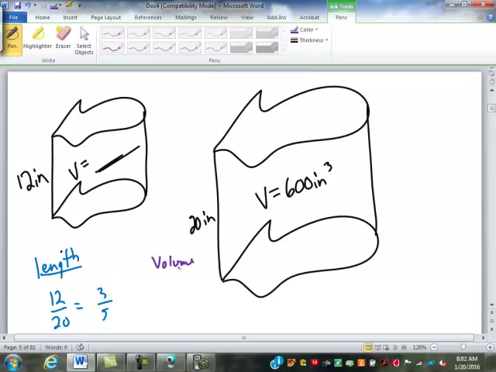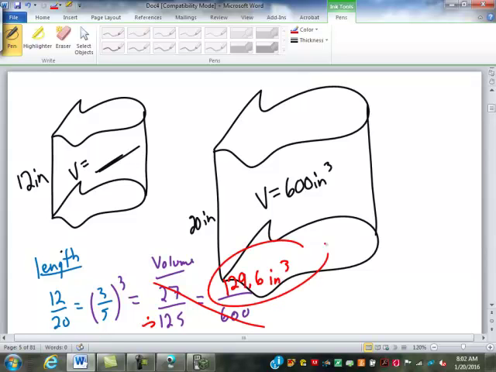So that means my ratio of volume is going to be cubed. 3 cubed is 27, 5 cubed, 125. 600 has to go to 125. You don't have to reduce it, you're just going to end up with like 1728 over 8,000. That's a little bit big numbers, but it still works. Cross multiply and divide, we get what? 129.6 inches cubed. Yeah, you'll get the same answer, just bigger, uglier numbers is all.